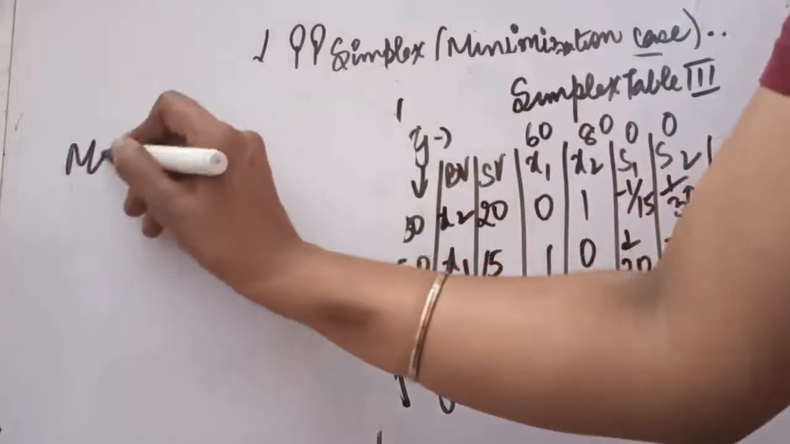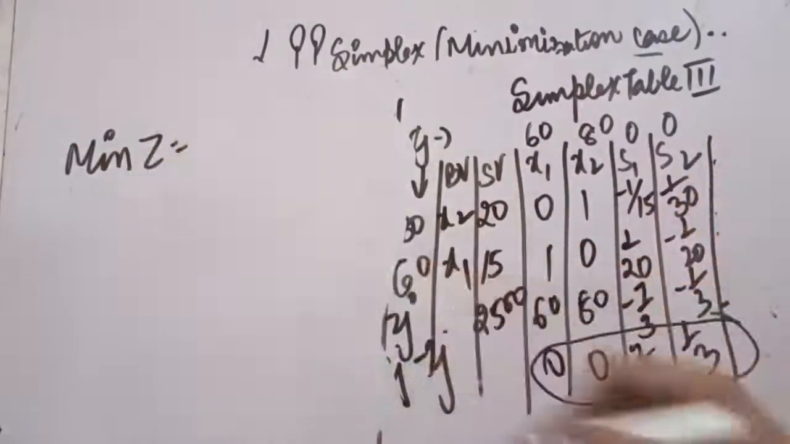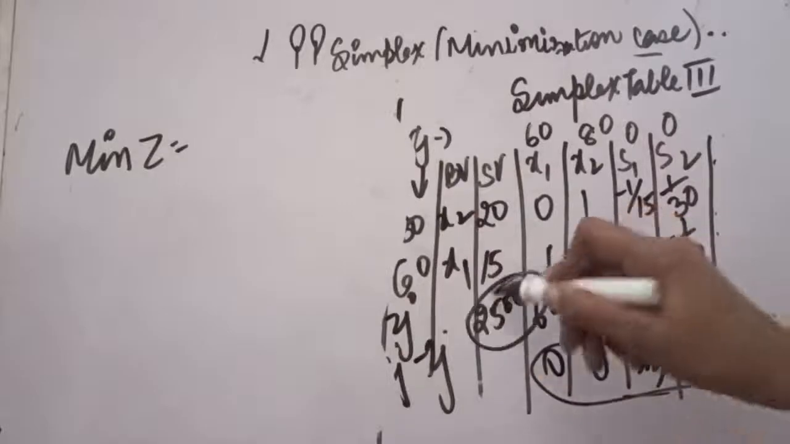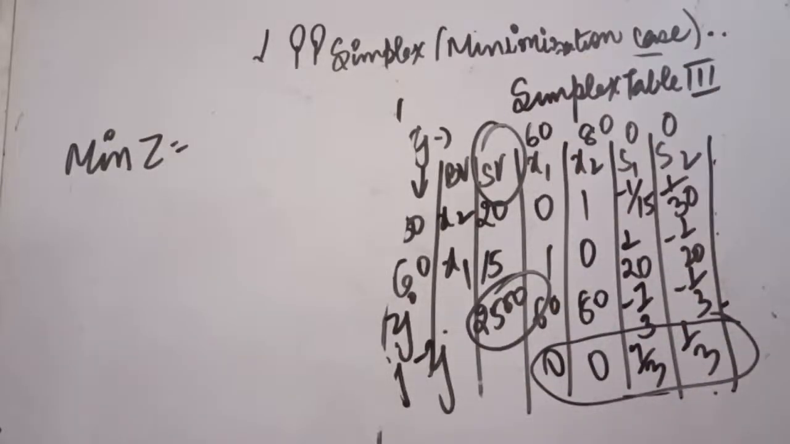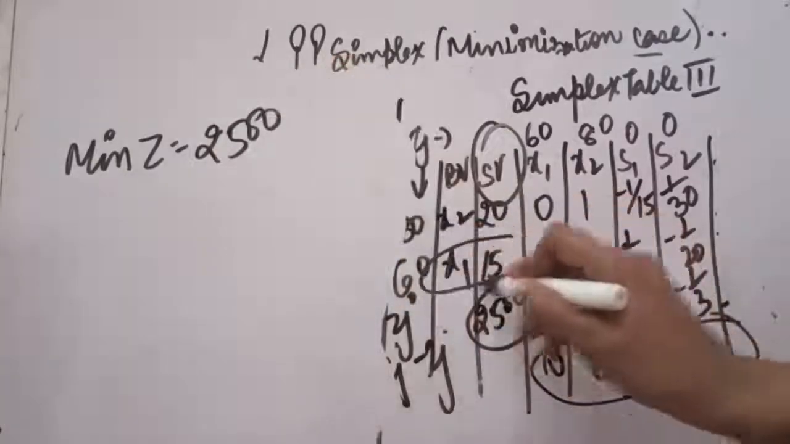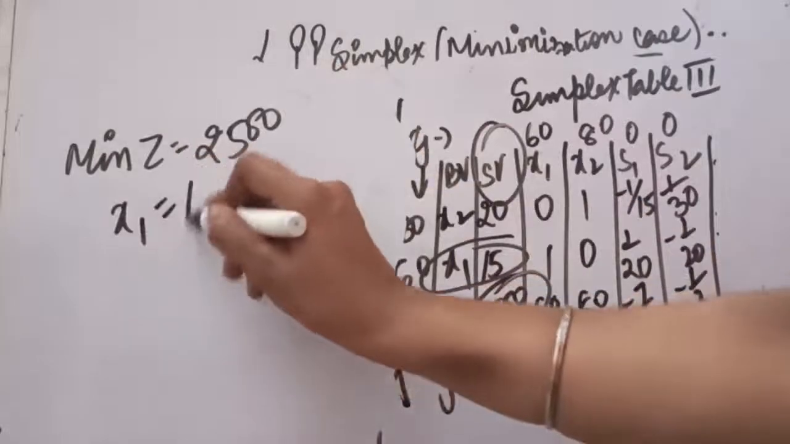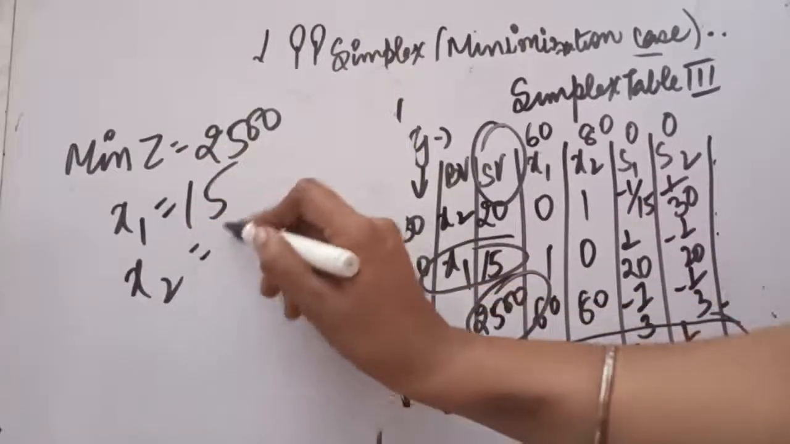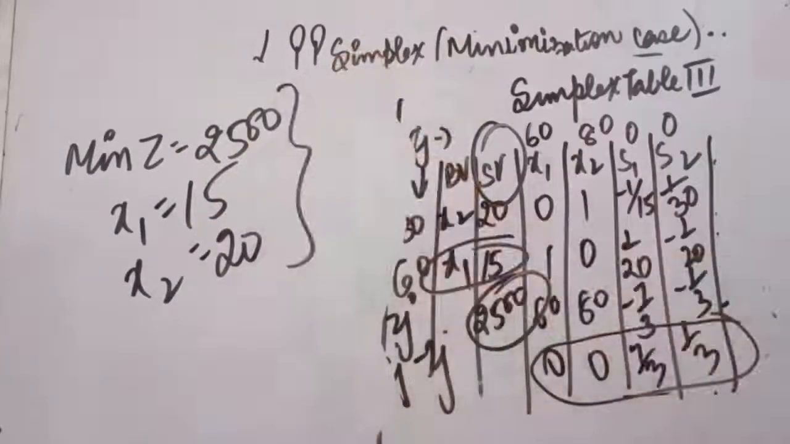Now what is the optimal stage? The answer will be minimize Z, the value corresponding to Z. What is the value in the solution value column? That will become the answer. So our minimize Z is 2500, x1 is 15 and x2 is 20. So this is how the minimization problems are solved with the help of simplex table.